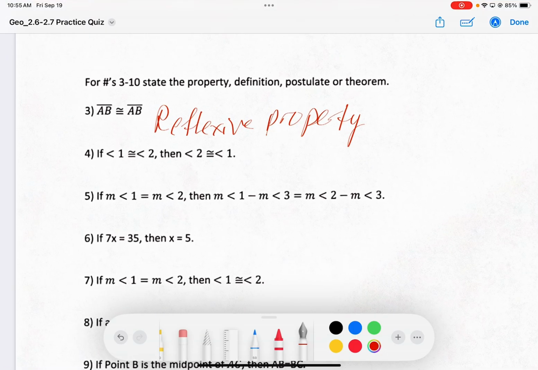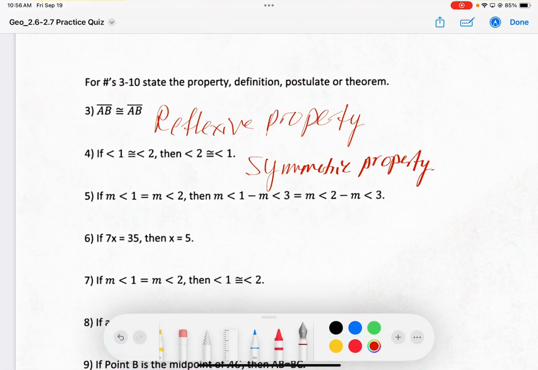If angle 1 is congruent to angle 2, then angle 2 is congruent to angle 1. Chris, which one is that? It's the one that you did earlier. So symmetric property.